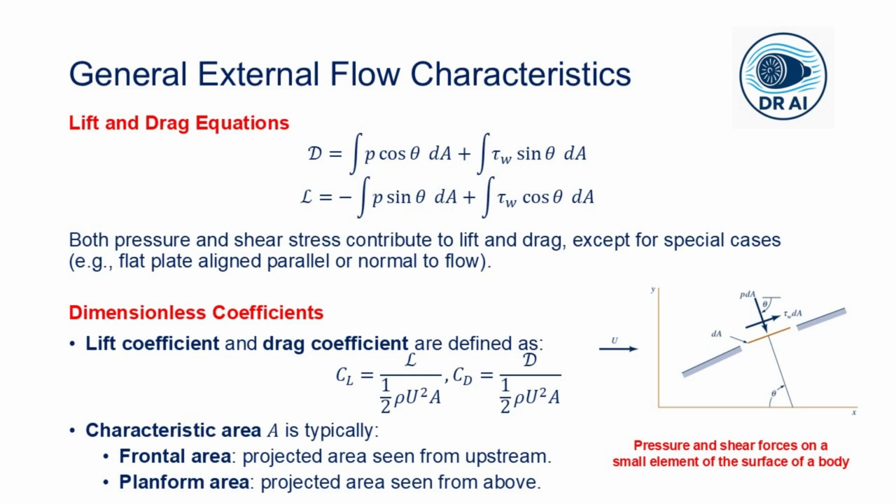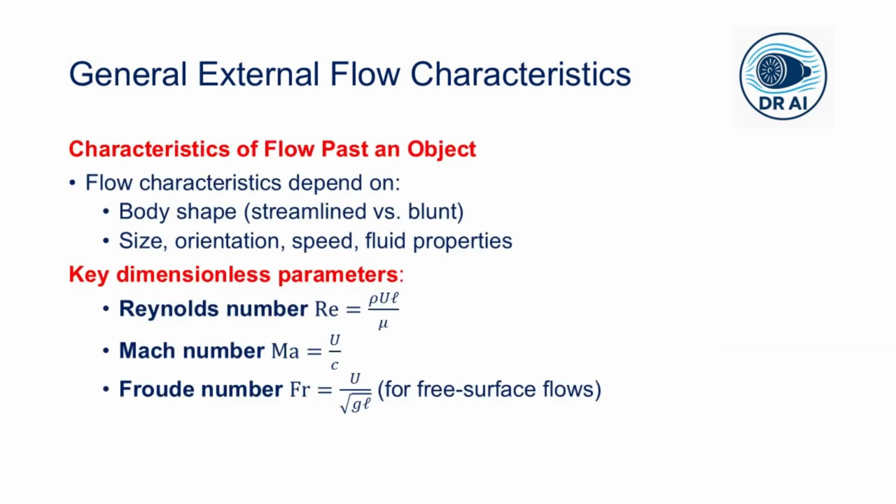Sometimes we use the frontal area, the projected area seen from the upstream, like the shadow you would cast if a light shone from the flow direction. Other times we use the planform area, the area seen from above, like looking down on an airplane wing. So the key point is always note which area is being used when you see drag coefficient data.